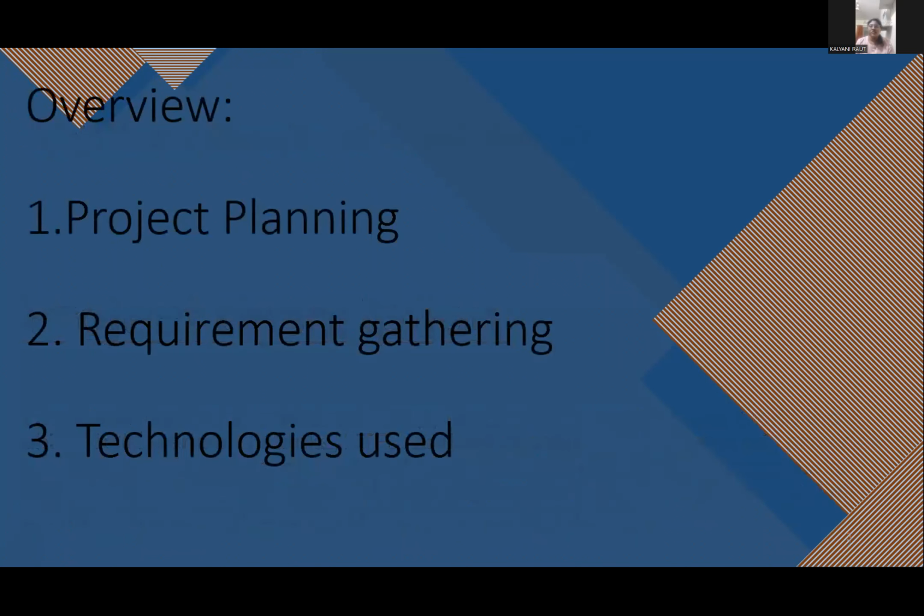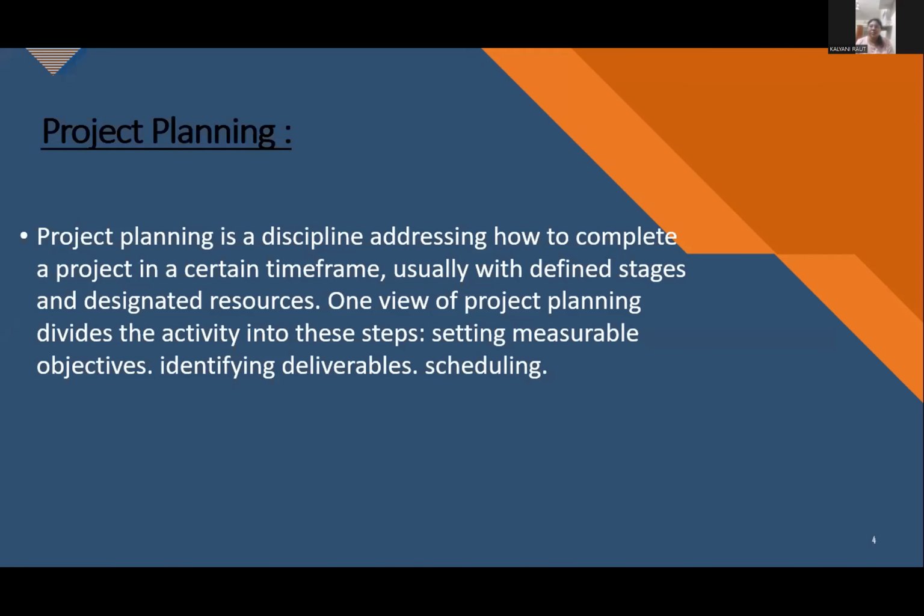In this, we'll see the project planning, requirements, and technologies used. First, the project planning. To make an app, we first need to plan the app: how it will work, what things it will need, and the features. It is a discipline addressing how to complete a project in a certain time frame, usually with defined stages and designated resources. One view of project planning divides the activity into three steps: setting measurable objectives, identifying deliverables, and scheduling.